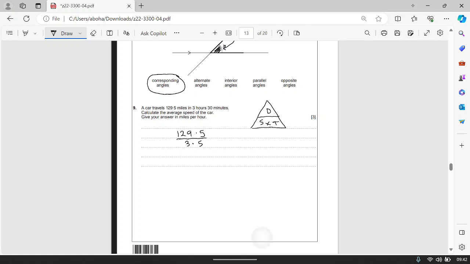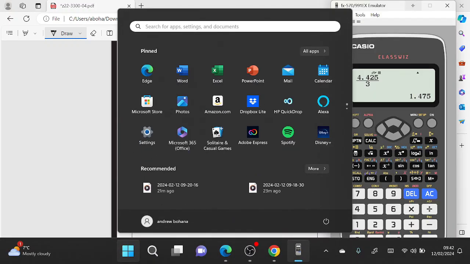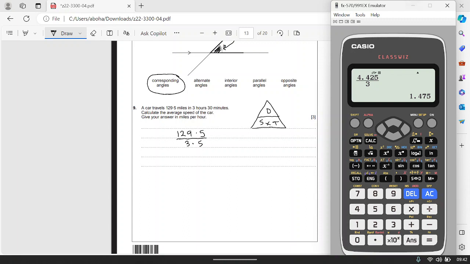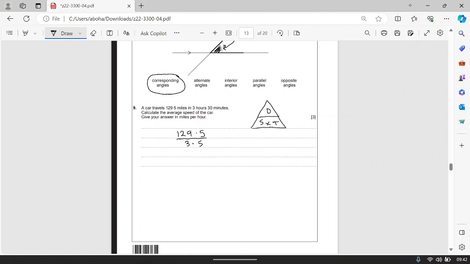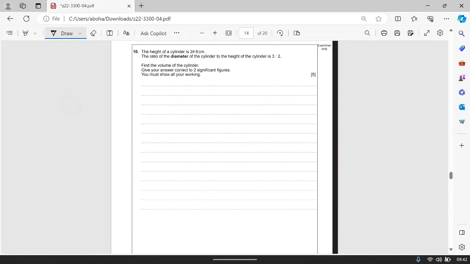So if we go on the calculator now, and then I do 129.5 over 3.5, and there we go, 37 miles an hour. Question 10.